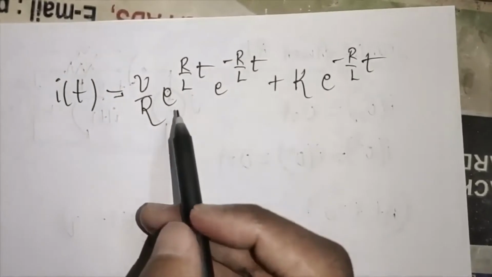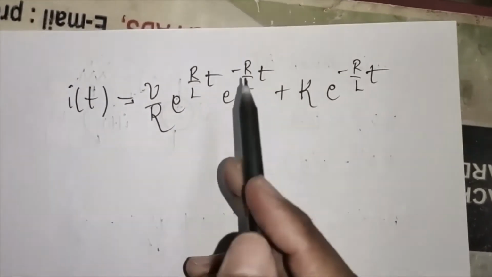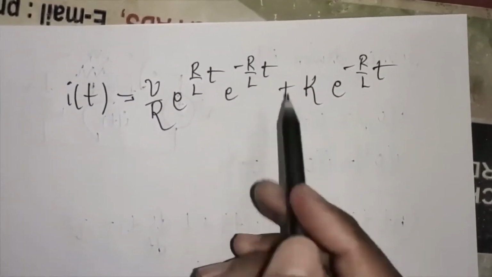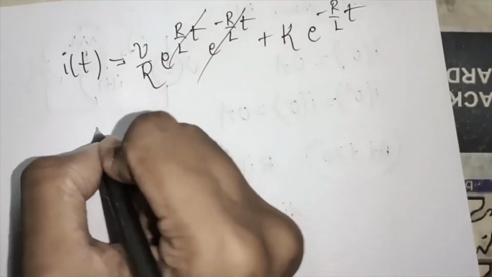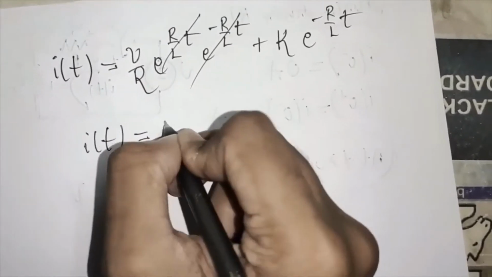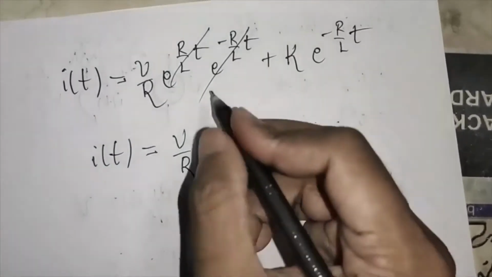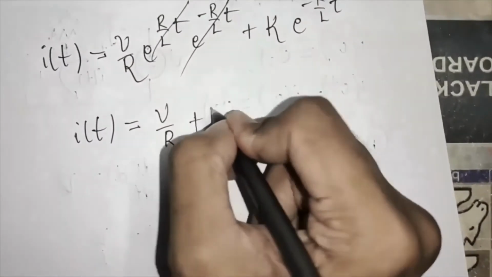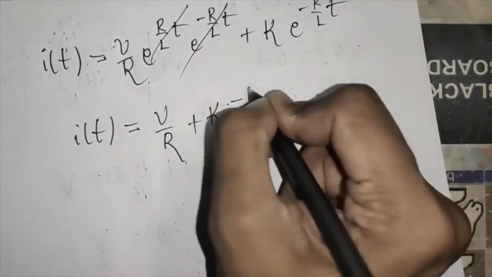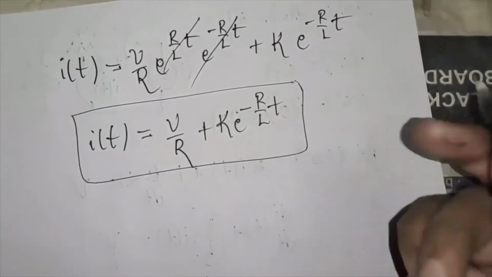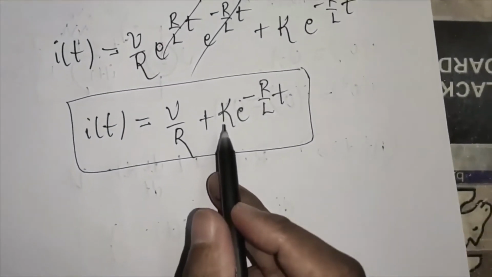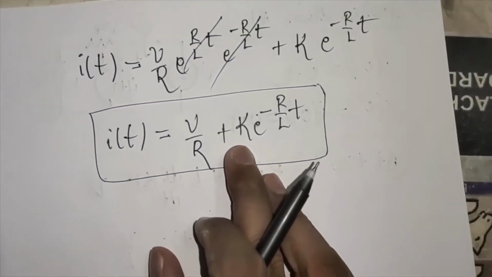So the term e power R by L into t on the left hand side, when we send it to the right hand side, it becomes e power minus R by L into t. So this will get cancelled. So I of t is equal to, I will be left with V by R plus k into e power minus R by L into t. So here again the constant k can be found out by using initial conditions.